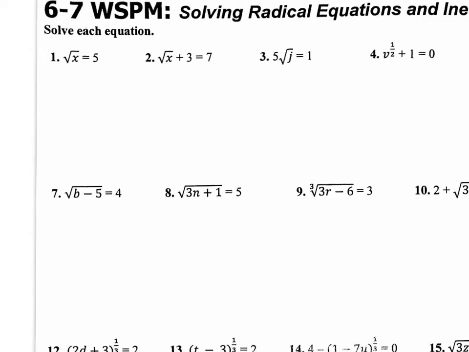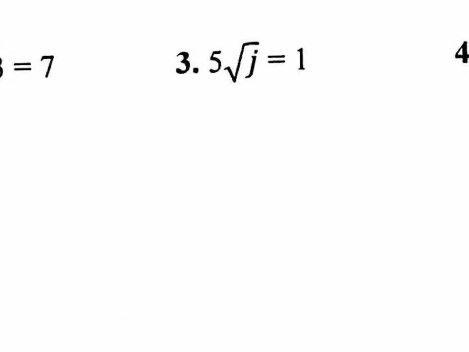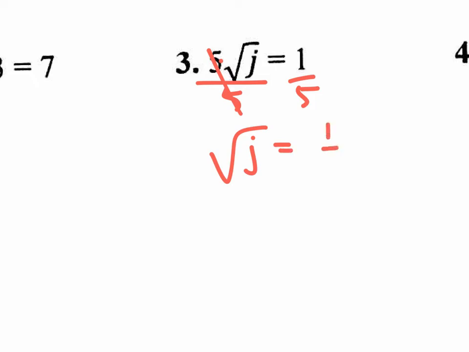So let's take a look at, let's say, number 3, for example. A lot of people get confused with the fractions. You first want to think about getting j by itself. Now, of course, there's a 5 times the square root of j. You don't want the 5 or the times 5 or the square root. So let's get rid of the 5 times by dividing by 5 and dividing by 5. You're going to have the square root of j equals 1/5.